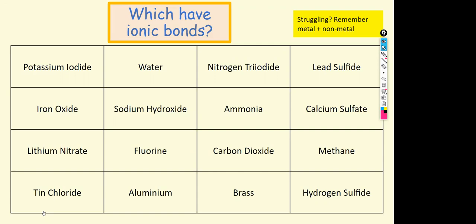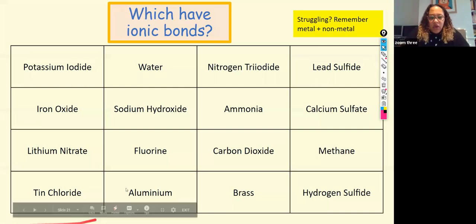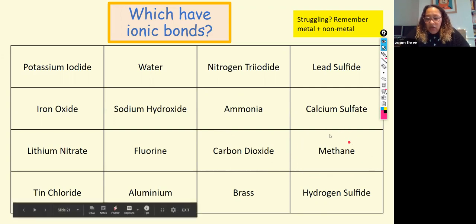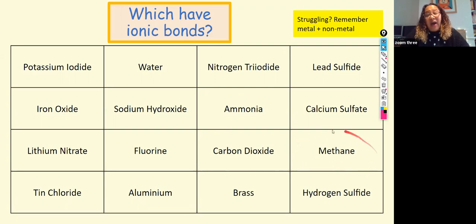You've got an ionic bond. Look here, you've got your carbon dioxide. We know that carbon is not a metal, and we know that oxygen is not a metal, so that is not an ionic bond. Methane is a combination where you have carbon and hydrogen bonded together, and again, non-metals, that would not be ionic bonds.